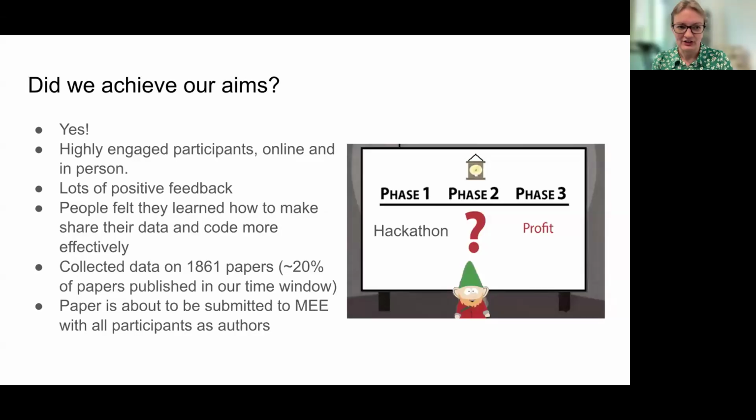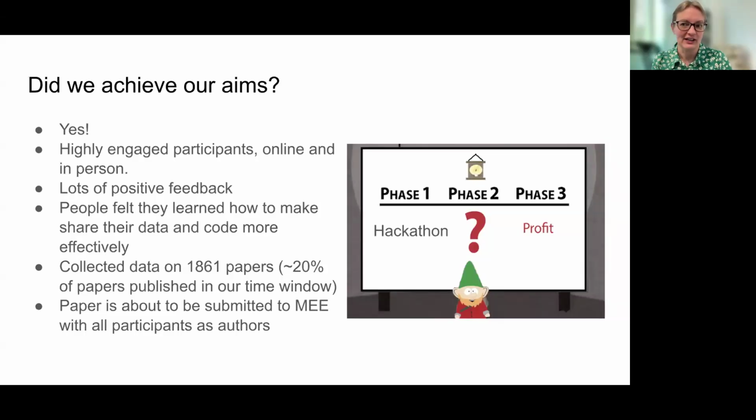So finally then, did we achieve our aims? Yes, I think we did. We had really engaged participants, both online and in person. Really, like, loads of really positive feedback. I think it's probably the most engaged I've ever seen an online meeting. Like, people were genuinely chatting, asking questions, talking to each other, making suggestions, just having really interesting conversations and debates that I ended up having to reread, like reading through them afterwards in the end.